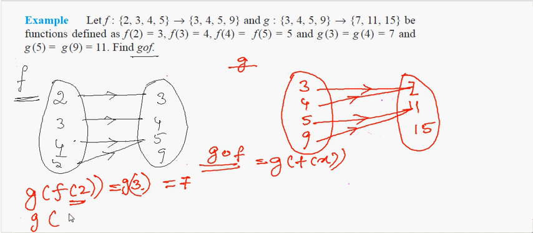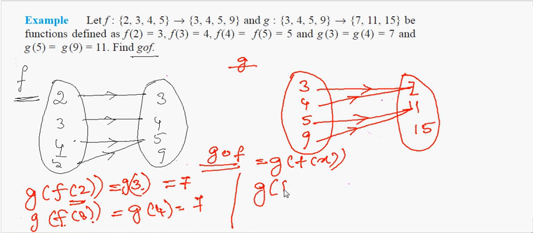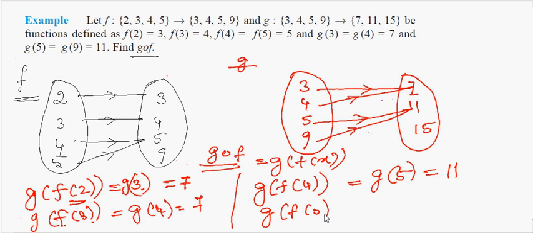Similarly, you can find it for other values of x. f of 3 is 4, so it becomes g of 4. g of 4 is again 7. Similarly, g of f of 4, f of 4 is 5, so it will be g of 5, which is equal to 11. g of f of 5, f of 5 is again 5. g of 5 is equal to 11.